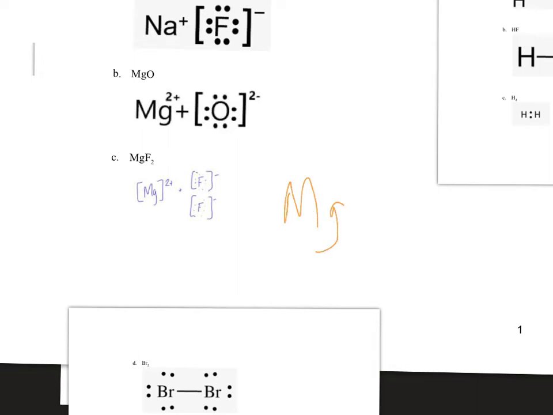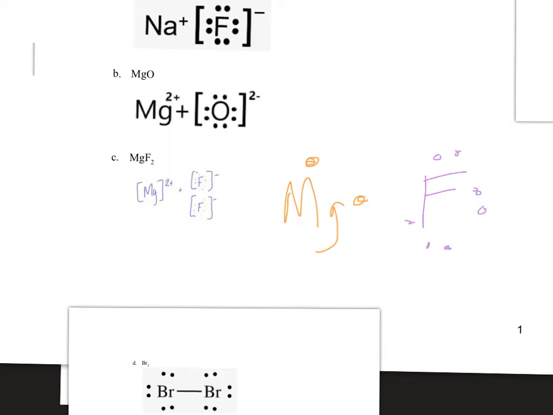So Mg would have 2 valence electrons because it's in group 2, and then fluorine still has 7 valence electrons because it's in group 7. So 1, 2, 3, 4, 5, 6, 7. And it says we actually have 2 Fs, so I need to be a little more cognizant of that. So this is what it ended up looking like.